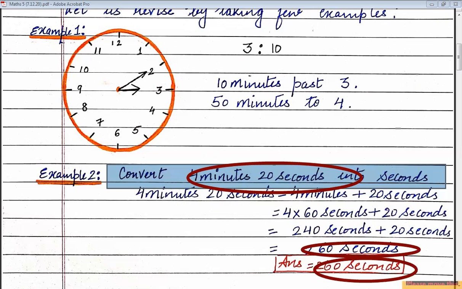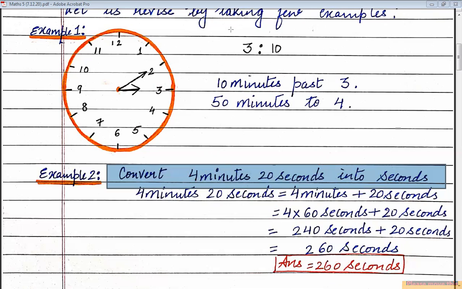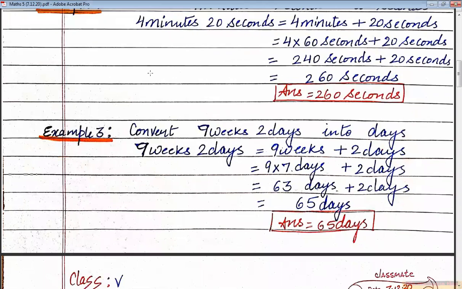Okay. Now children, be careful about conversion. You should know all the conversions: minutes into seconds, weeks into days, years into days. Be careful. So why here are we multiplying with 60? Because 1 minute is equal to 60 seconds. Is it clear? Now let us move on to our example number 3. Now let's see what your example number 3 is.